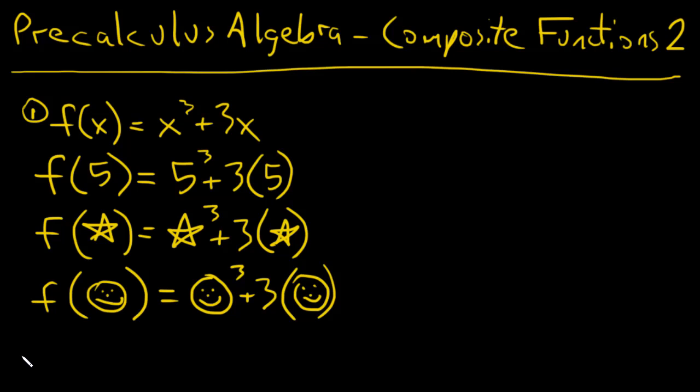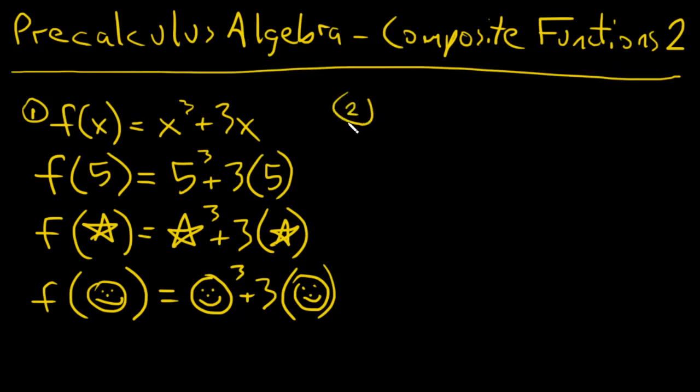Just like that. All we did is do a substitution. Since f of x is x cubed plus 3x, we just do a substitution. So f of 5 would be 5 cubed plus 3 times 5, and so forth and so on. So that's how that one worked.